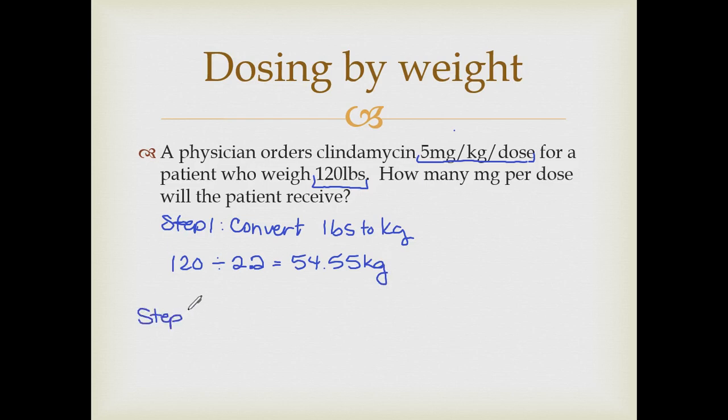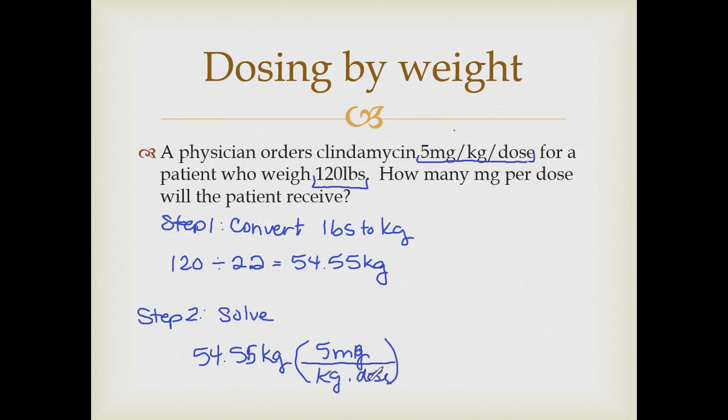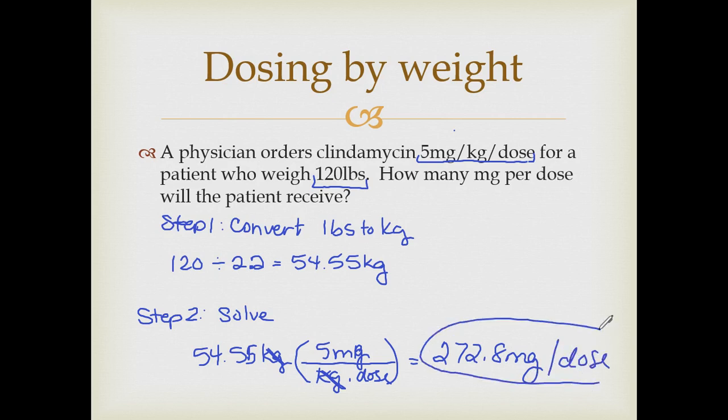Step 2, we're going to solve per dose. Now, since I have 54.55 kilograms and the patient is going to receive 5 milligrams per kilogram per dose, my kilograms will cancel. So basically, I just have 54.55 times 5, and that gives me 272.8 milligrams per dose for this patient. So that's how I would calculate a dose by weight.